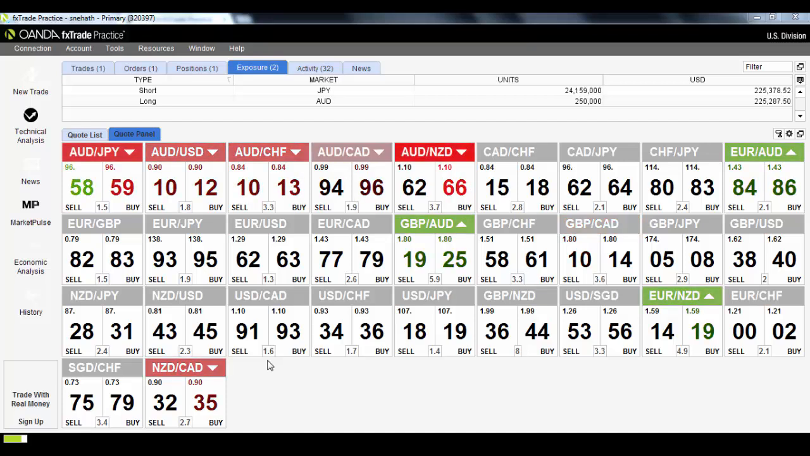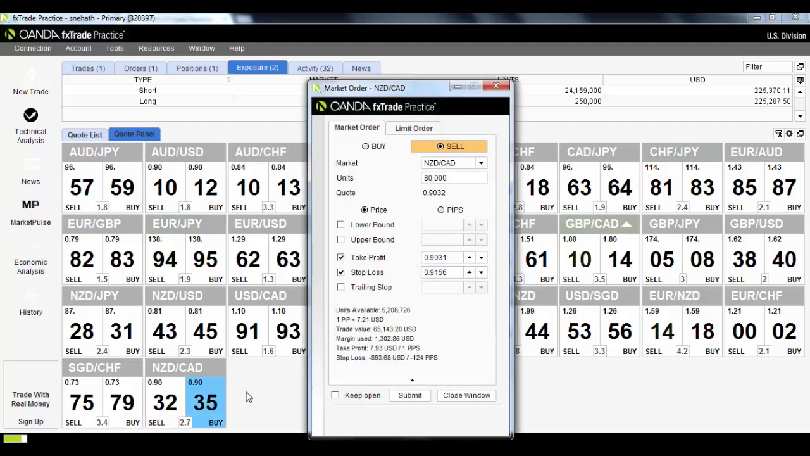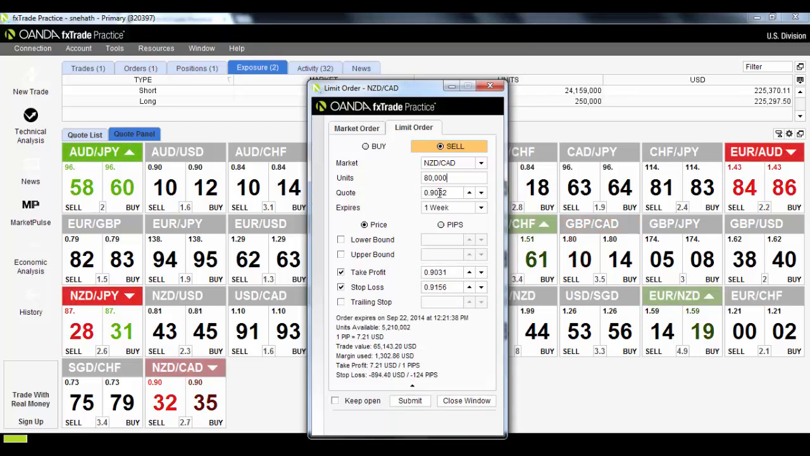Okay, so once you have the signal, the next thing you need to do is to go to your favorite platform and place the order. So how do you guys place the order? Well, take a look here. So first of all, you've got to pick the pair that you're trading on. So in this case, it's New Zealand, Canada. Go here, click sell. It'll open up a box, and then you need to go into the limit order portion.